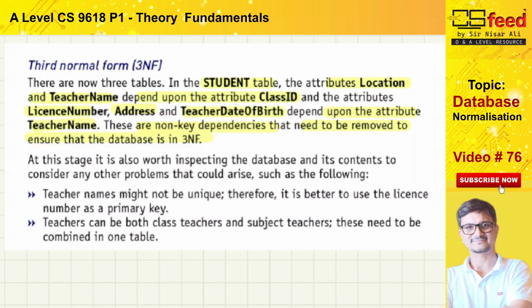So this stage is also worth inspecting the database and its content to consider any other problem that could arise, such as the following. Teacher name might not be unique. Therefore, it is better to use the license number as a primary key. Teachers can be both class teachers and subject teachers. So there are other aspects as well in the third NF. But the main point is that the non-key dependencies must be removed.